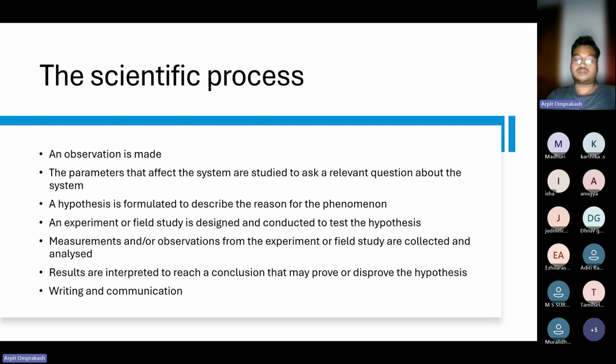And after you are done with all this, you write it up as a paper or as a poster or as a presentation, and you communicate it to others so that others are aware of what you found out. Right. So this is the scientific process. So you make an observation, then you ask a relevant question, you have a hypothesis, then you design an experiment, and you do some measurements, carry out your experiment, get the results, and try to prove or disprove your hypothesis using the results, and then you write it out and communicate.